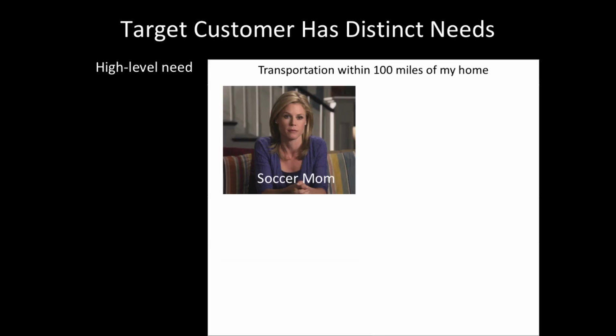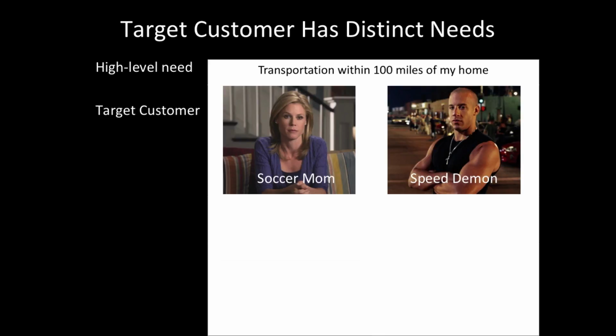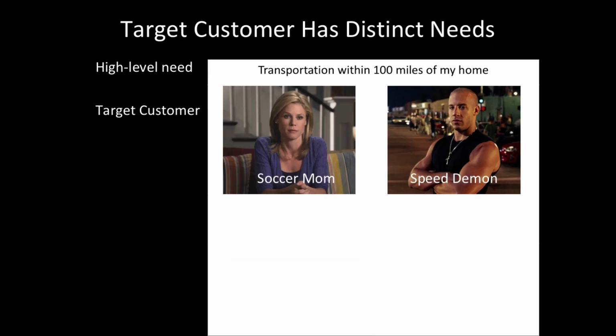The second we start talking about specific target customers or personas, you see how it leads to very distinct needs and distinct products. So let's say, for example, on the one hand, we have a soccer mom versus a speed demon. They both have the need to get around 100 miles from their home, right? But say we interviewed 15 or 20 of each of these personas, and we said, hey, what's important to you when you're getting around and transporting around? If we talk to the soccer moms, we might hear things like, making sure my car is big enough to carry my kids and their gear, safety, fuel economy, things like that.